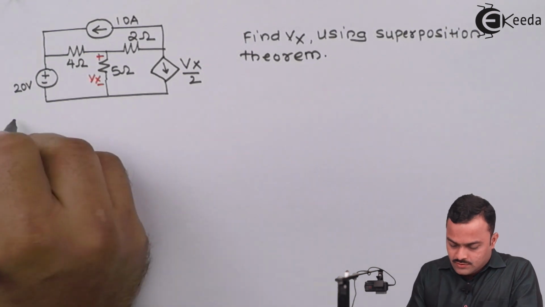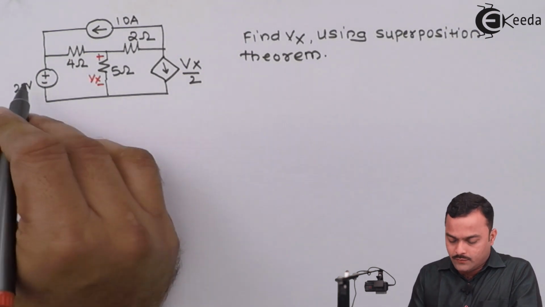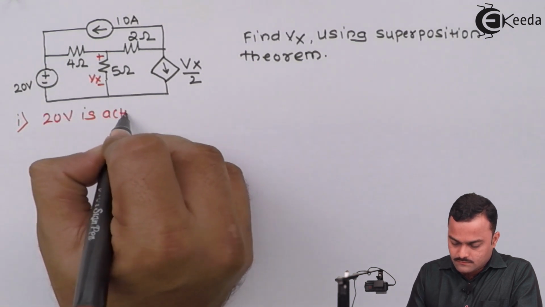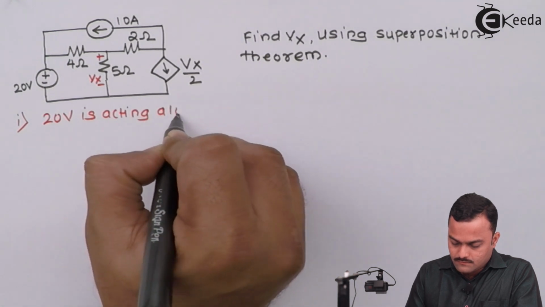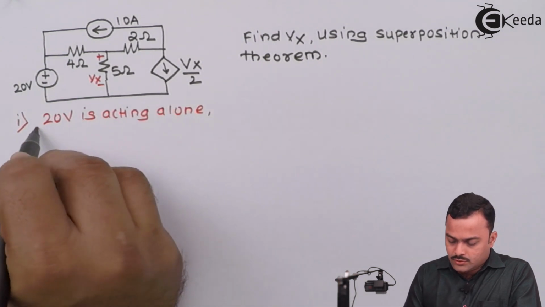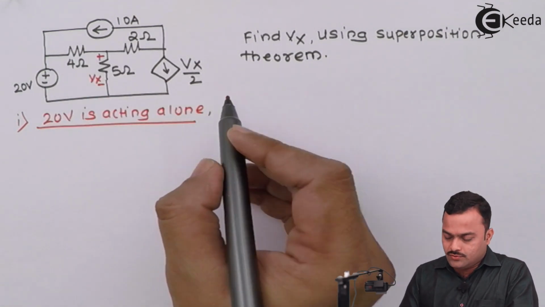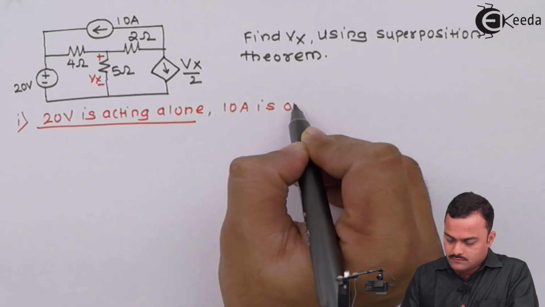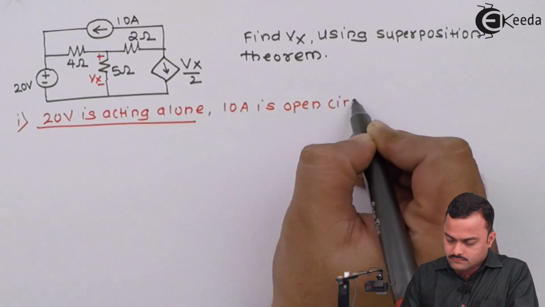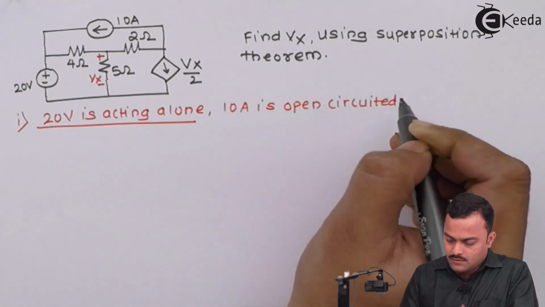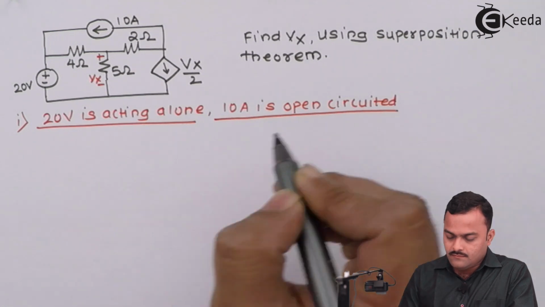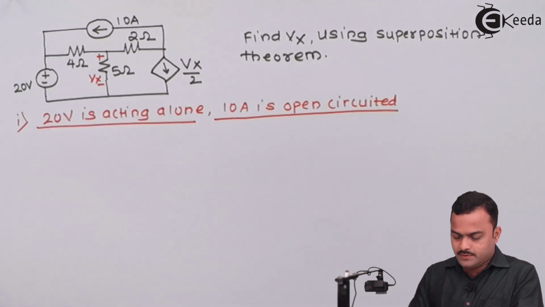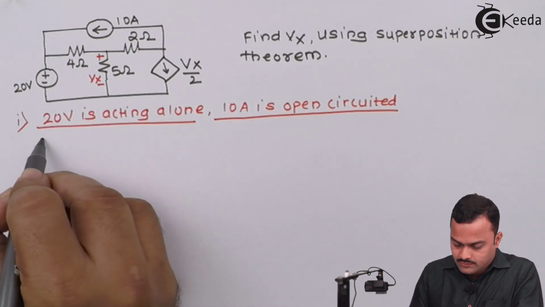So let's solve. In the first place I am considering 20 volt acting alone. What we need to do for the 10 ampere, being a current source, we will open circuit it. So 10 ampere is open circuited. If I open circuit this 10 ampere, this branch will go and we will get only two loops present in the circuit. So the circuit will look like this.